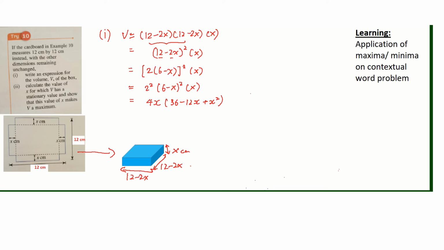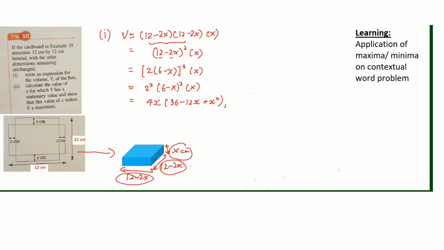Before I continue, I would like to ask everyone, what do you think is the range of x values? Okay, give you guys a hint here. You're looking at a cuboid with a dimension of x cm and 12 minus 2x for the length and breadth. What do you guys think?